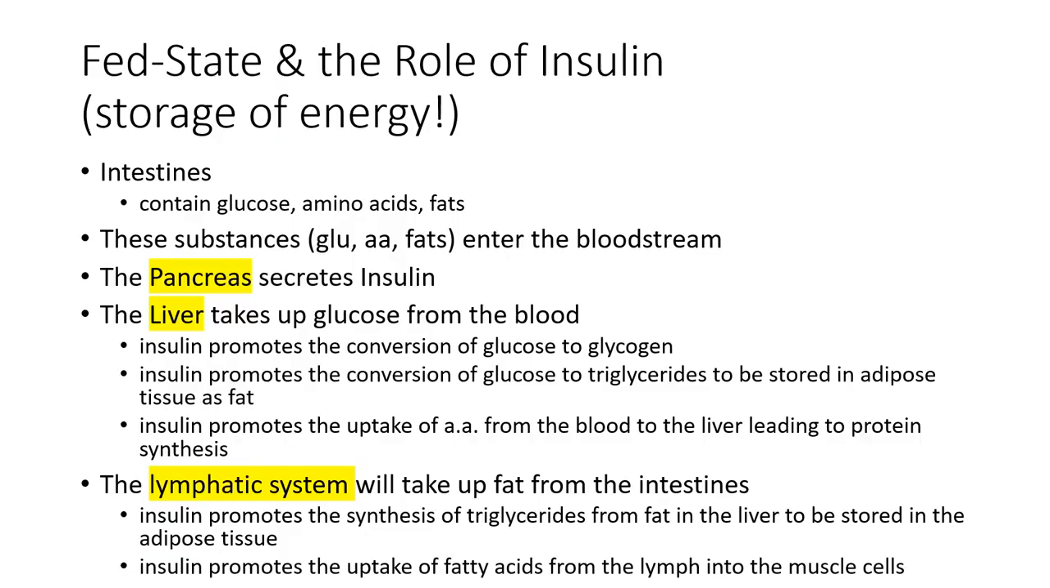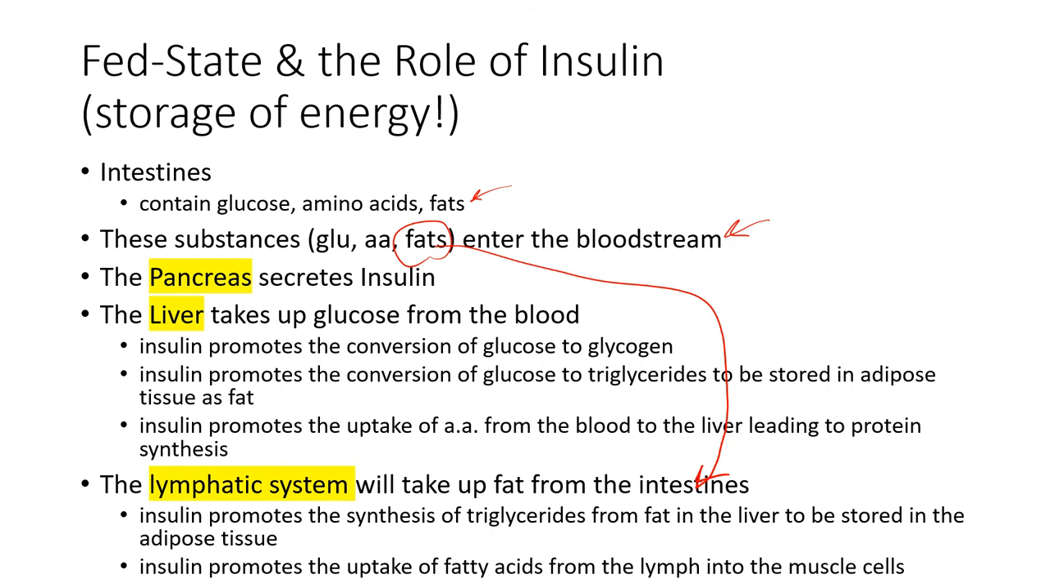So what is the process here that goes along? Looking at the big picture, the intestines are going to have the macromolecules that have been broken down into their building blocks: the glucose, the amino acids, the fatty molecules. All this is going to be found in the intestines. These substances are going to enter the bloodstream. Sure, fats are going to enter the lymphatic system first, but even still, we still have to deal with them.